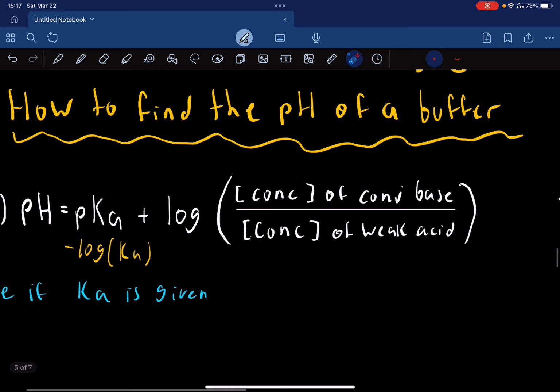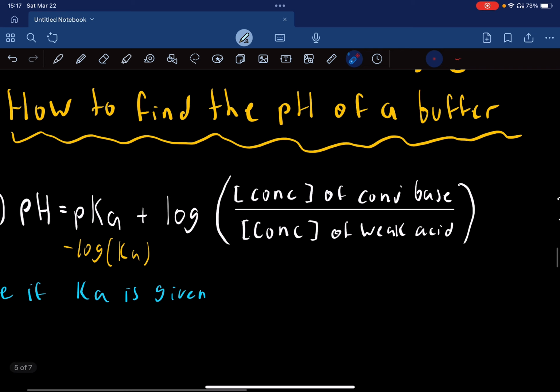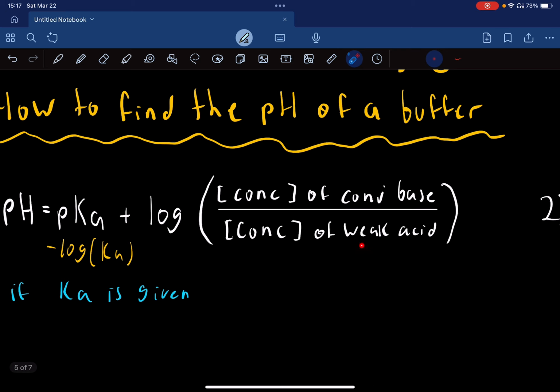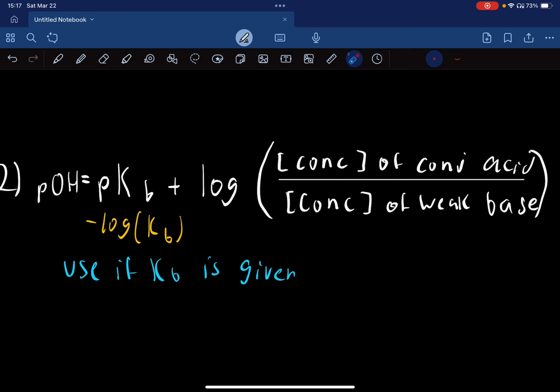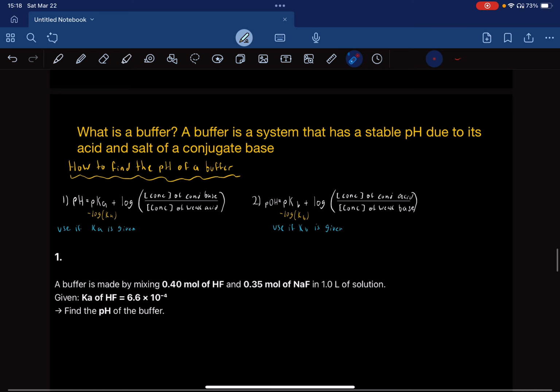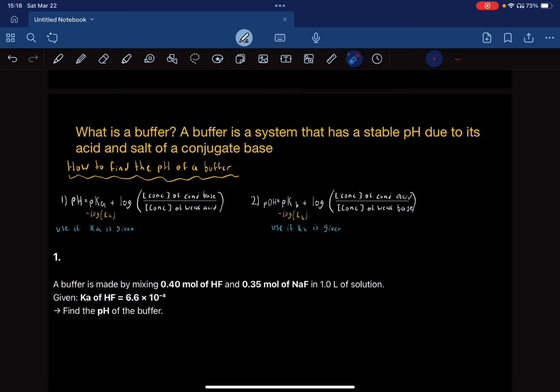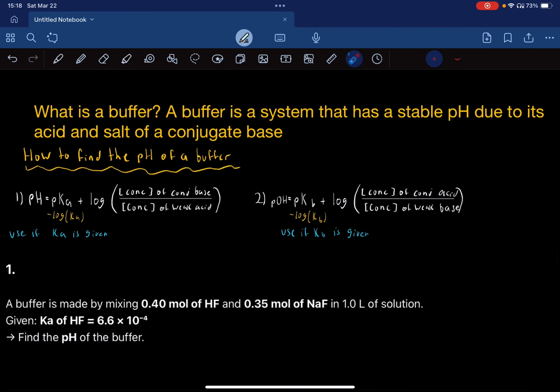So if you are given the acidic constant, then it's going to be the concentration of the conjugate base divided by the concentration of the weak acid. So the acid will be in the denominator if the acidic constant is given. And if the basic constant is given, the conjugate acid will now be in the numerator and the base will be in the denominator. Now, every time you see a question that says buffer, remember these equations. This is what you should be thinking about when you see a question regarding buffers.